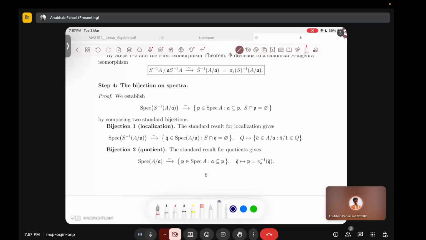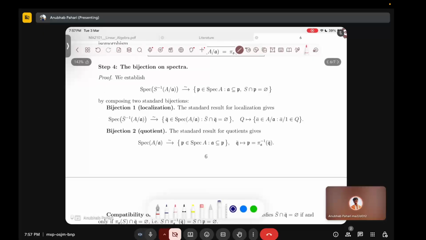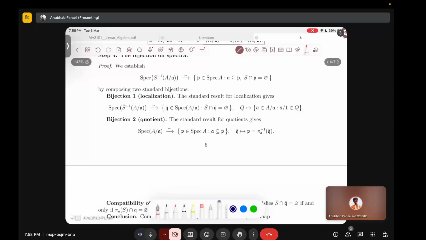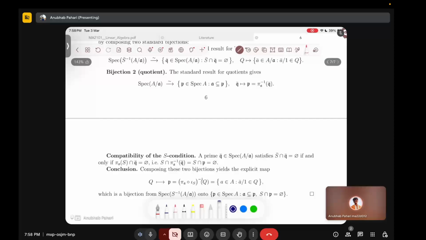Bijection 1 says that the standard result for localization gives Spec of S̄⁻¹(A/𝔞) is isomorphic to the collection of all Q̄ from Spec A/𝔞 such that S̄ intersection Q̄ is empty, and the map goes like this: Q goes to the set of ā from A/𝔞 such that ā/1 belongs to Q. And bijection 2 is that the standard result for quotients gives Spec of A/𝔞 is isomorphic to the collection of all P from Spec A such that 𝔞 is contained in P, with Q̄ going to P as π⁻¹(Q̄).